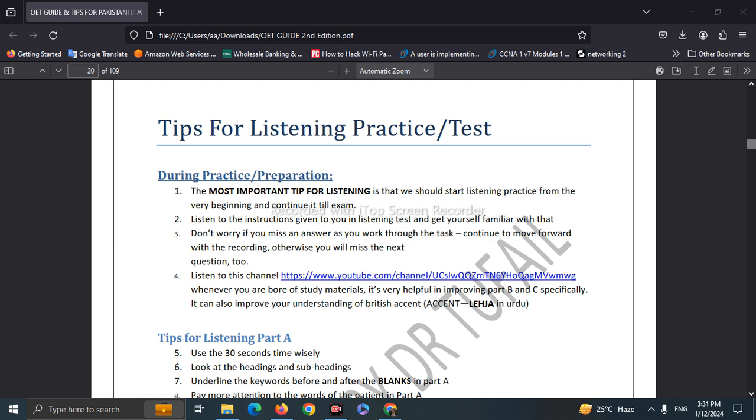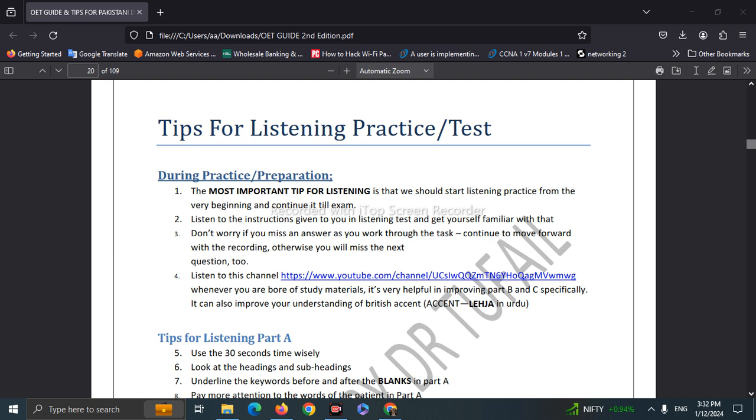In section A, the first and most important tip is that you should start listening practice from the very beginning and continue till the end of your exam. Usually in our lectures we have a very short span of focus, but in a listening test it's very important to listen to everything and focus on each and every detail.